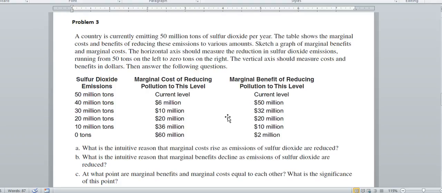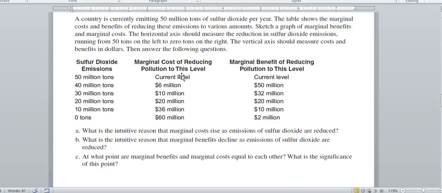It still has to do with pollution, a negative externality, and we're given a schedule here of tons of emissions in the millions. What we want to think about is that as we spend more money, we are lowering the emissions. We're going from 50 million tons of pollution, which is the sulfur dioxide emissions, down to 0 tons, and that's going to cost more and more as we go. So that's the key here.